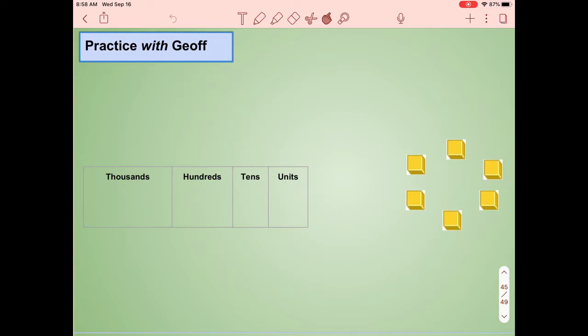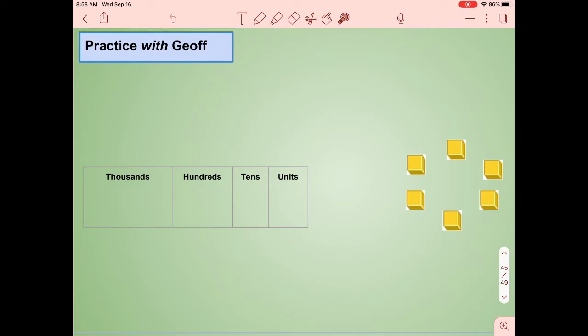So for this first problem, you are going to notice that I have six over here, and what I'd like you to do is determine, are these thousands, hundreds, tens, or units? How many are there? Which column do they go in? This first one's kind of simple. Go ahead and pause the video if you need to. Write in your answer in your notebook, which column will this go in, and go ahead and draw a quick little picture. It doesn't have to be perfect, of this as well.